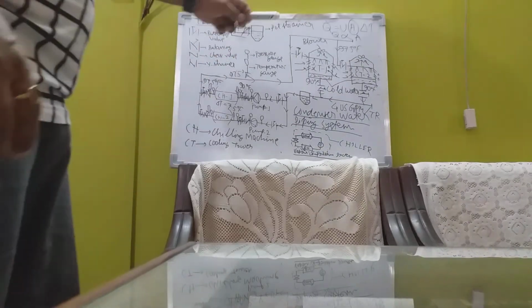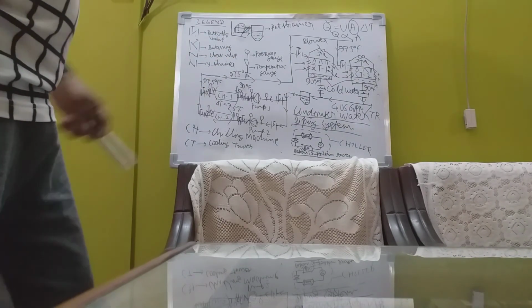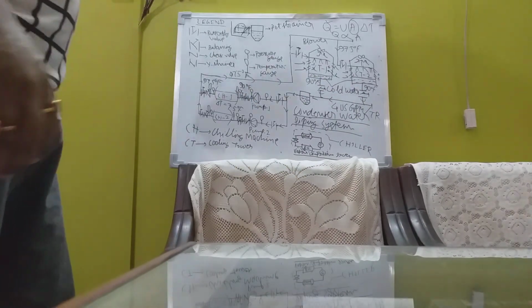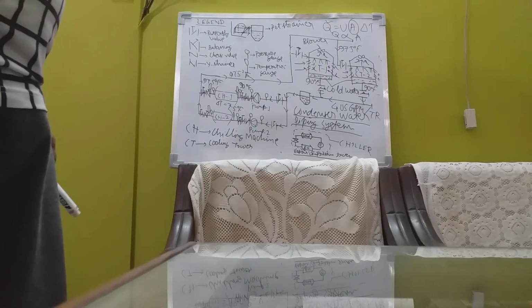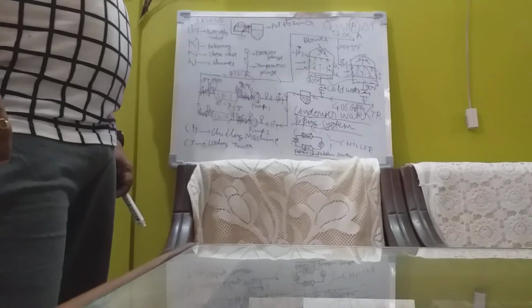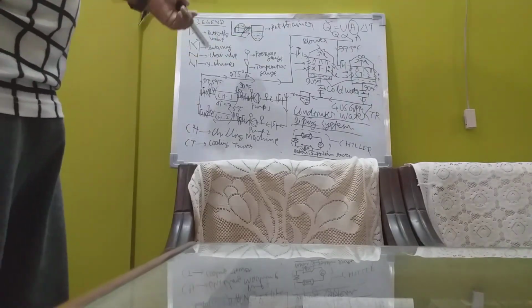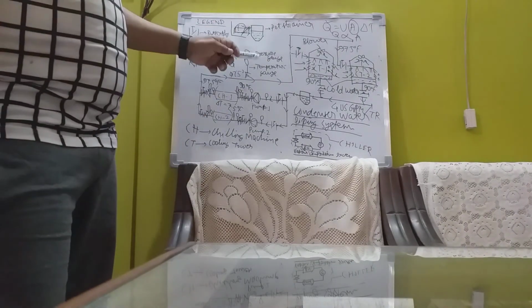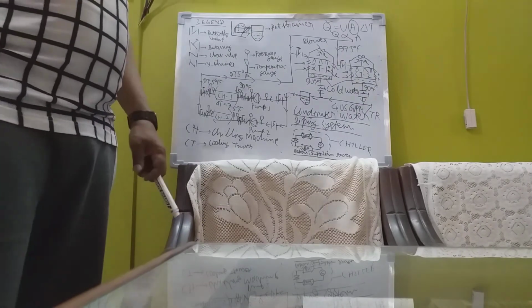This is how the system works in totality. And this is how the whole circulation takes place. This is the condenser water system, and that was the chilled water system, and this is the way the whole system circulates.